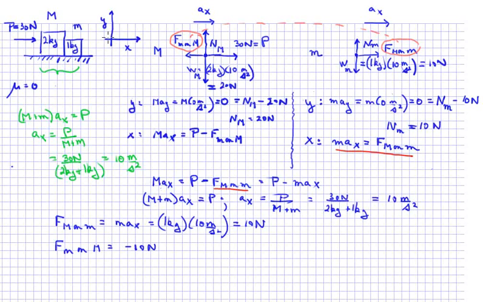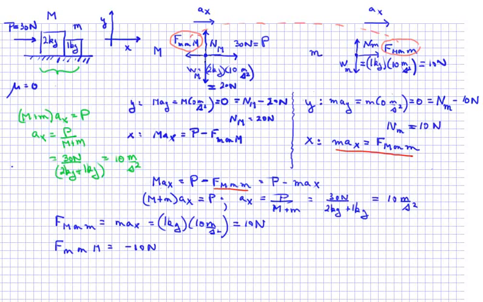So I'll take y increasing in the upward direction and x increasing in the right direction. And what I have here is a free body diagram for big M. That's the 2 kilogram mass. And then over on the right I have a free body diagram for little m. That's the 1 kilogram mass.